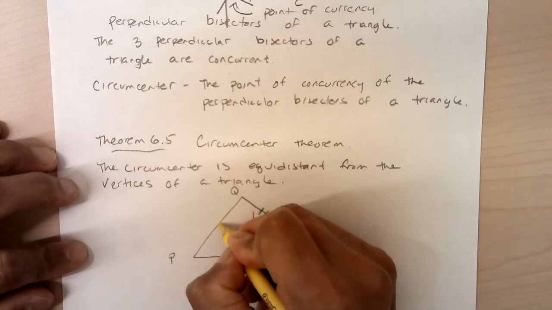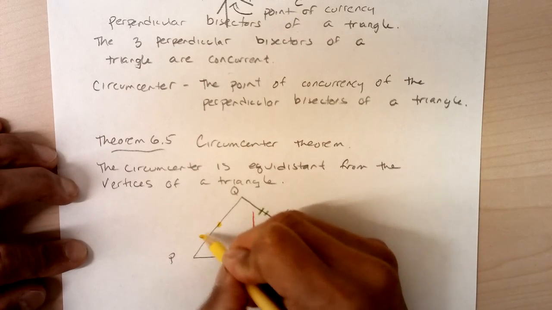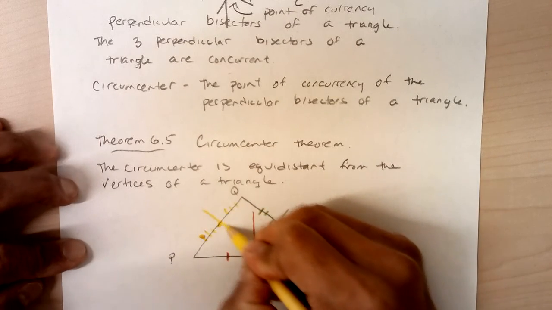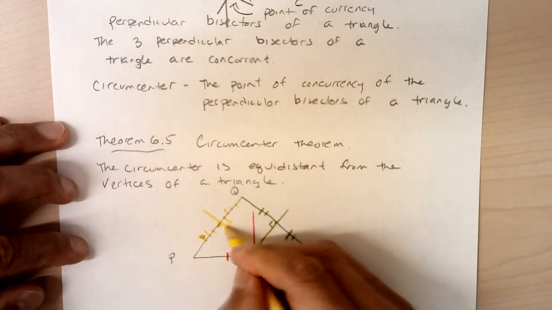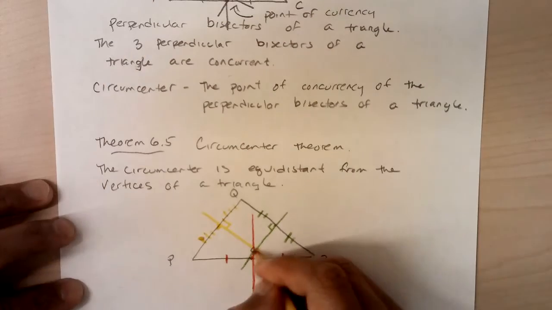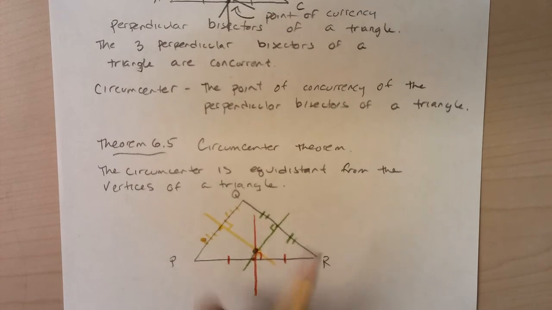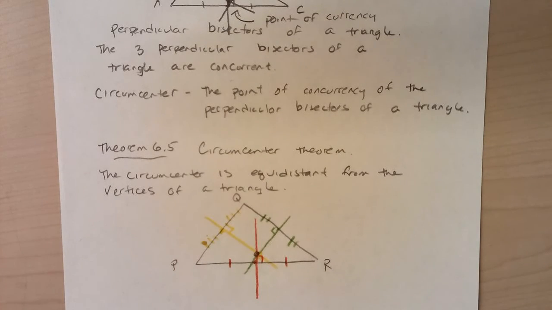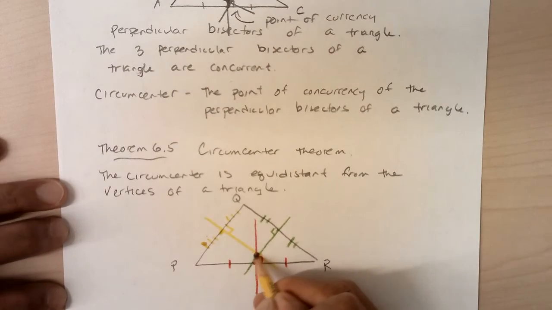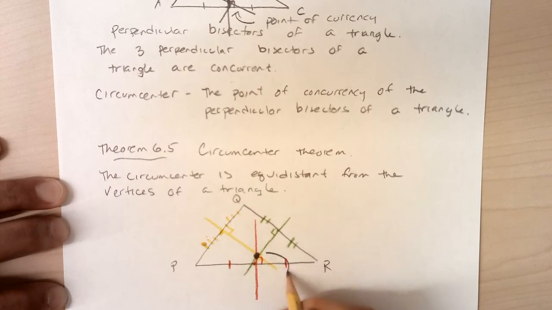Hopefully you'll be able to see this color. But all three of the perpendicular bisectors meet at a single point. Again, that's the circumcenter. And the reason why the circumcenter theorem is true: if you think about each of the segments that make up the sides of the triangle, remember the perpendicular bisector theorem? If a point lies on the perpendicular bisector of a segment, then it's equidistant from the endpoints of the segment. So if I take a look at this point, the circumcenter, I'm going to label it here.